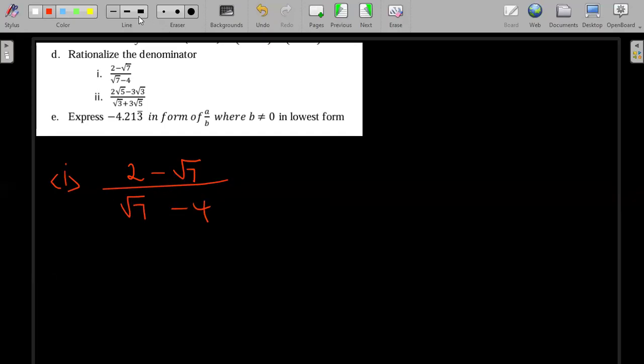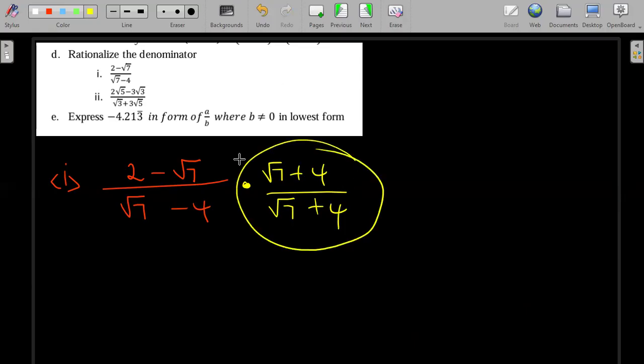So we want to multiply this by the conjugate. The conjugate is the same denominator, but we change the sign in between. So it will be root of 7 plus 4 divided by root of 7 plus 4. This is what we call a special one, so we are multiplying the whole thing by 1. Nothing changes basically. So let's multiply what we have on the top with what we have down there.